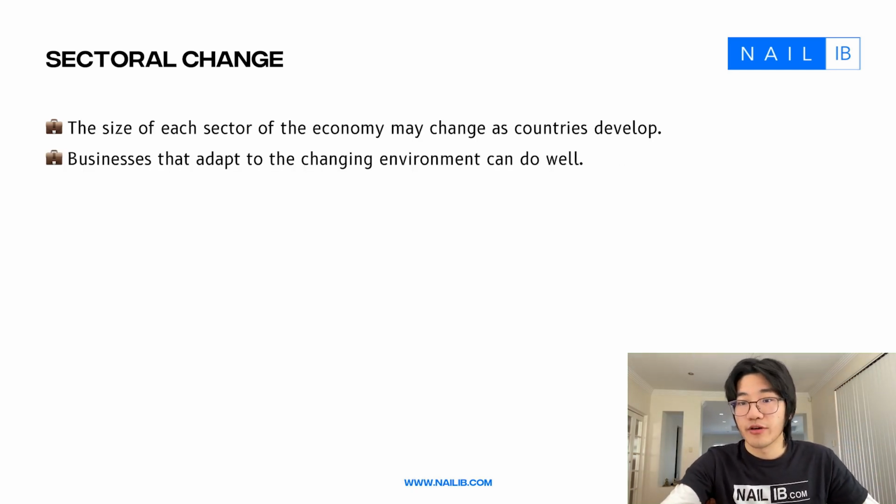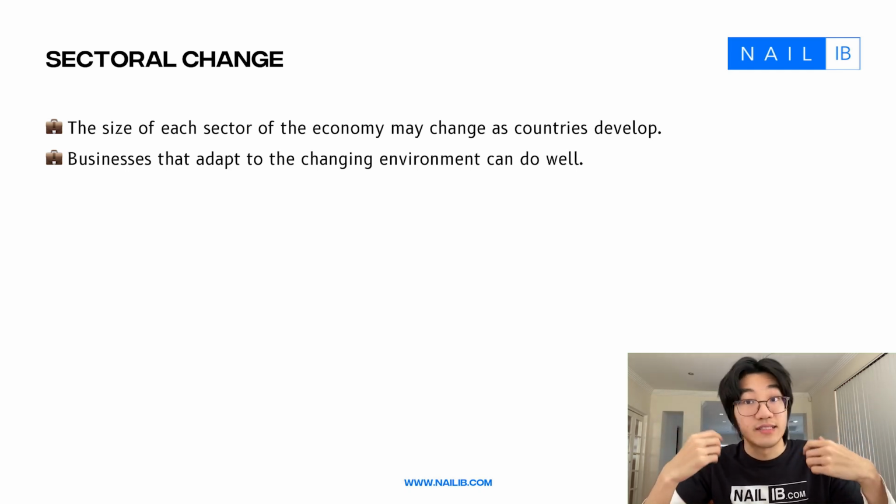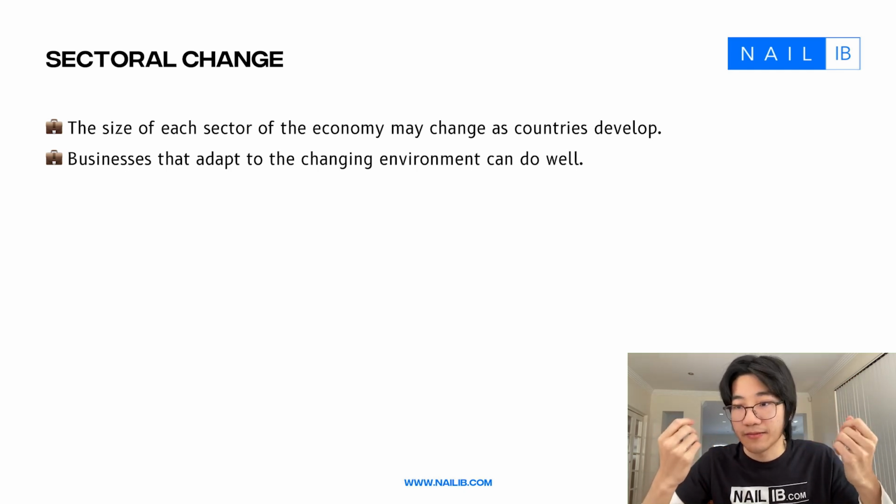So it's very well known that businesses that can anticipate and adapt to changing environments do really well. For example, while most developed economies have moved away from the primary sector, Australia is one economy where the primary sector is still thriving, namely because of wine production and mining.